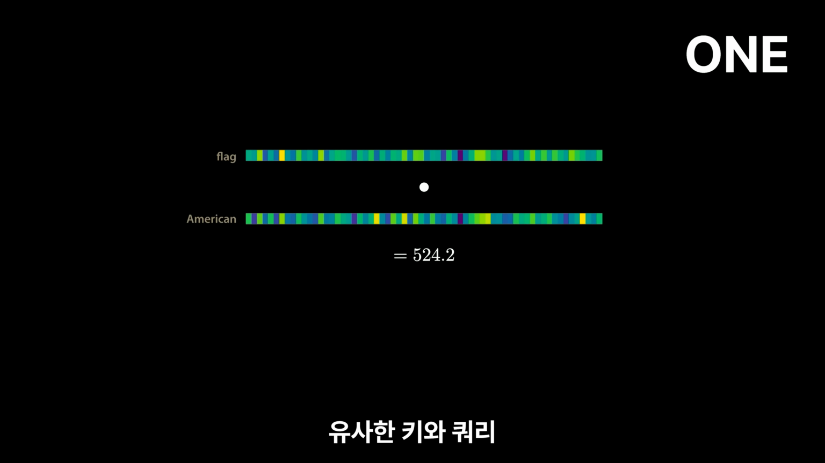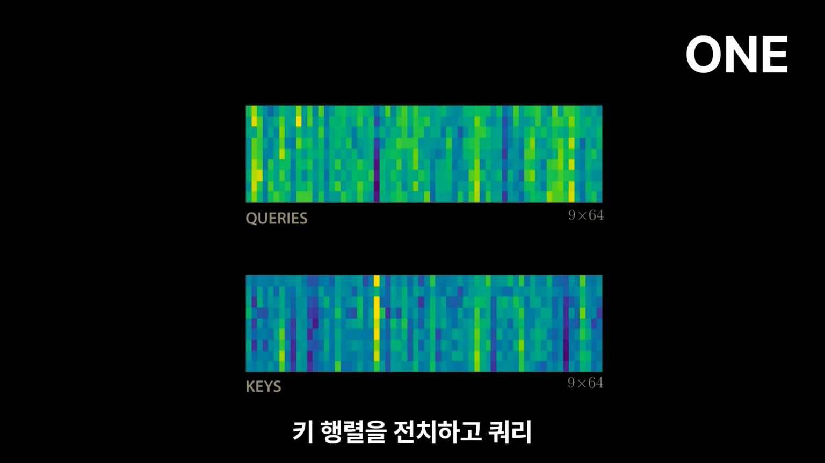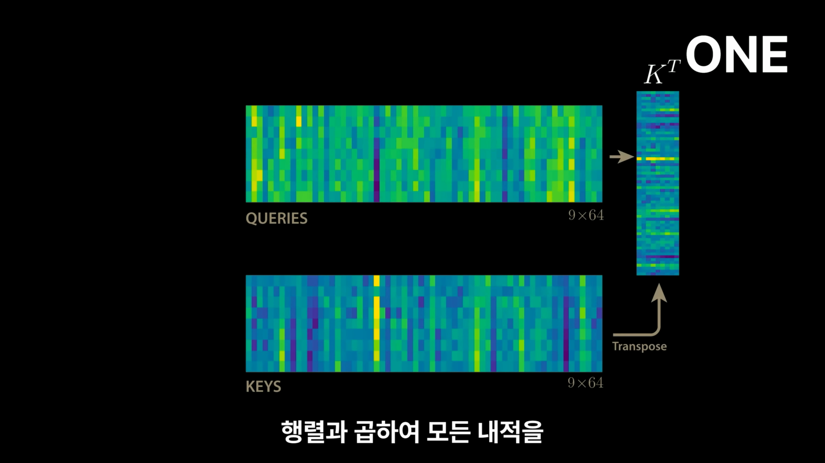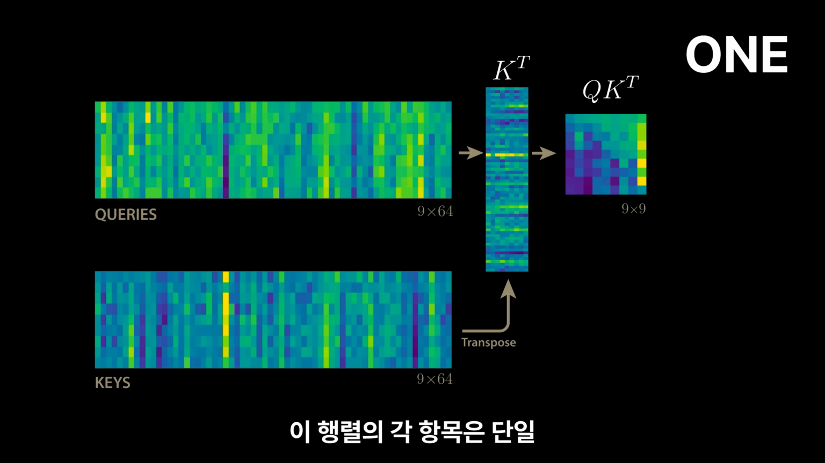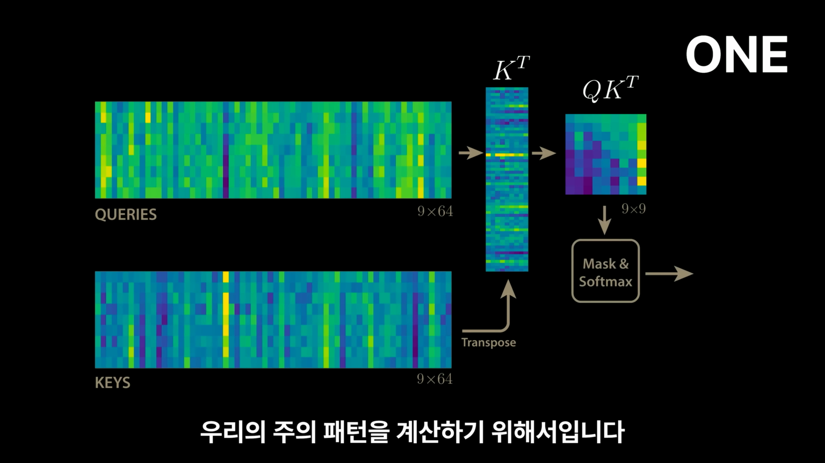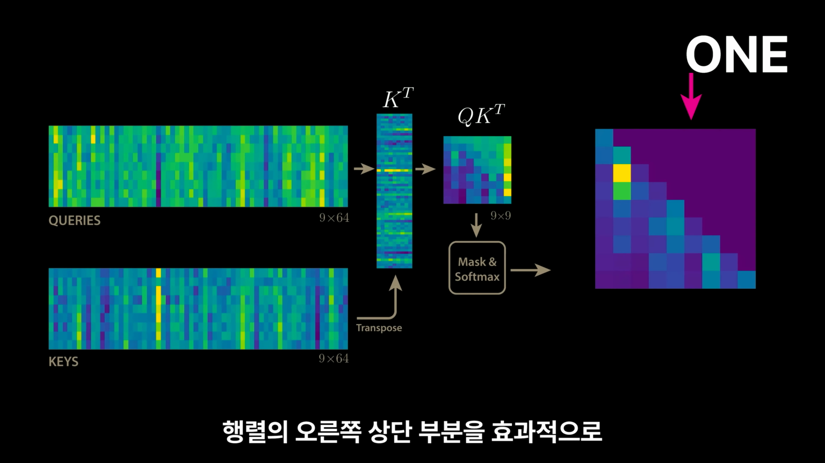Similar keys and query vectors will generate high dot products. We can compute all these dot products at once by transposing our key matrix and multiplying by our query matrix, resulting in a new 9 by 9 matrix, where each entry corresponds to the dot product of a single key and query.